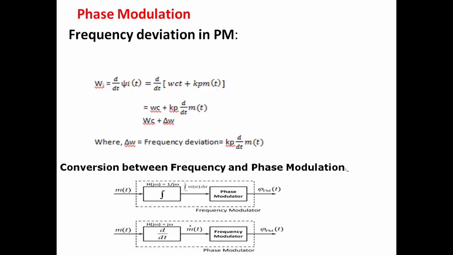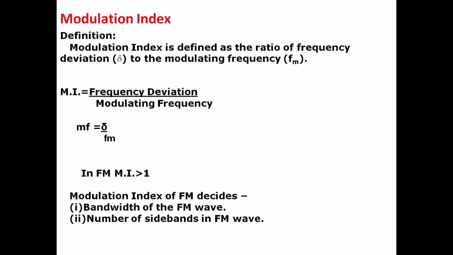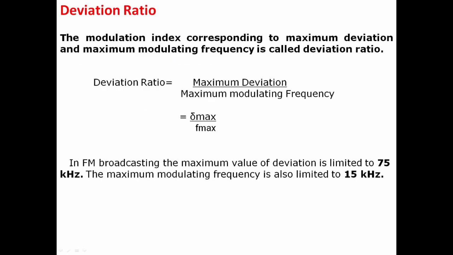At last we find the modulation index. The formula used for the modulation index is the frequency deviation divided by the maximum modulating frequency. So mf is equal to del divided by fm. If the FM modulation index value is greater than 1, the signal is strengthened. The modulation index of FM decides the bandwidth of the FM waves and the number of sidebands in the FM waves.